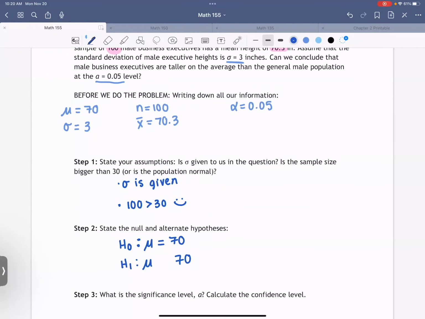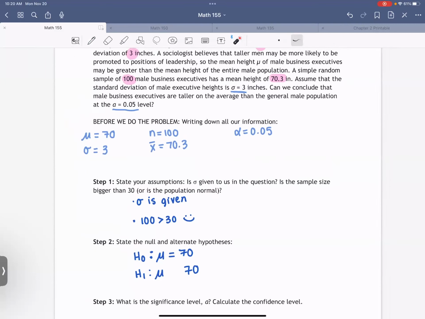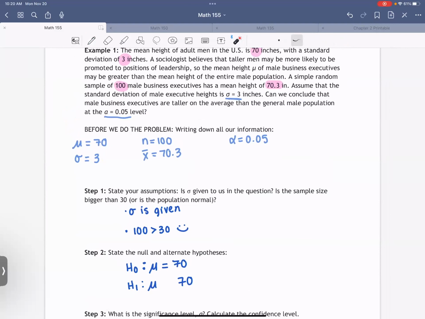Now, my biggest hint for you to figure out what the symbol is: I usually look at the very last sentence in the paragraph. The last sentence of the paragraph tells us what we're interested in, okay? So it says, can we conclude that the male business executives are taller on average than the general male population? So if it's taller, do you think we're greater than, less than, not equal to? Greater than, right? So since we say taller, I'll circle that, mu is bigger than 70.